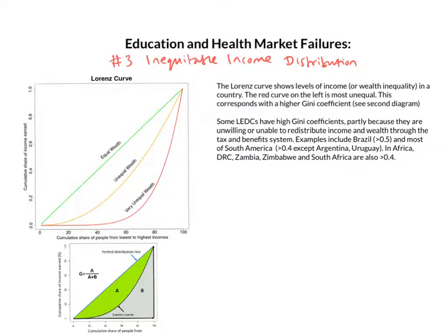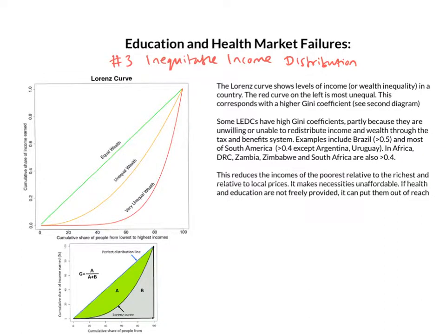This tends to be quite specific to particular continents, but you can see here that many South American countries have high Gini coefficients, all of them in fact other than these two here. Some African countries also have high Gini coefficients, indicating high levels of income and wealth inequality. Why does this matter? Why might this be a market failure? It's about the impact that it has on people's ability to buy necessities.